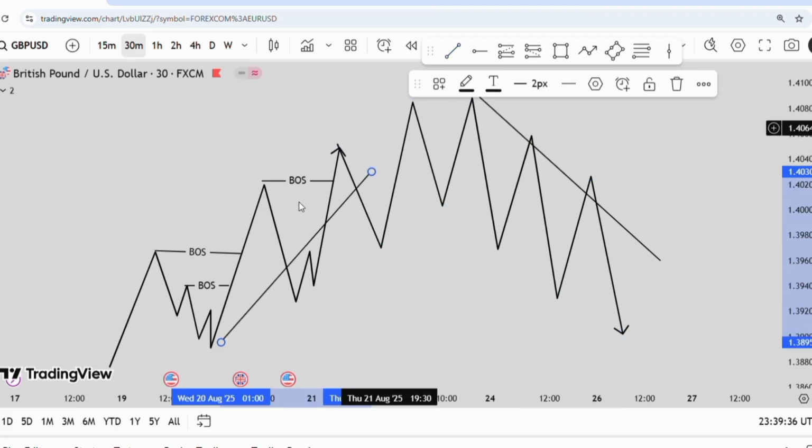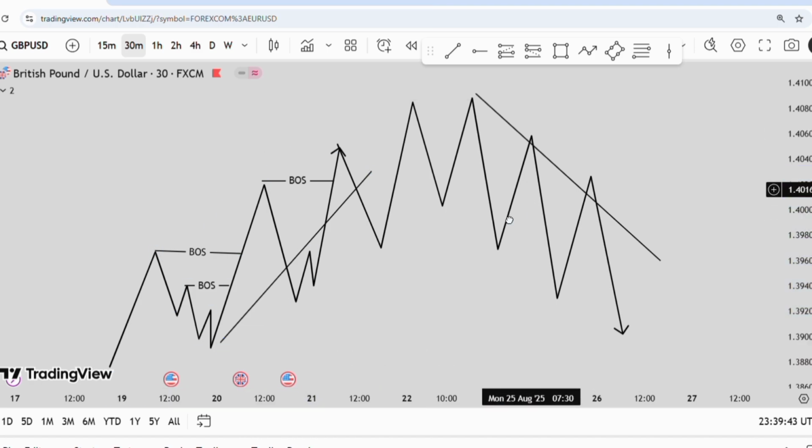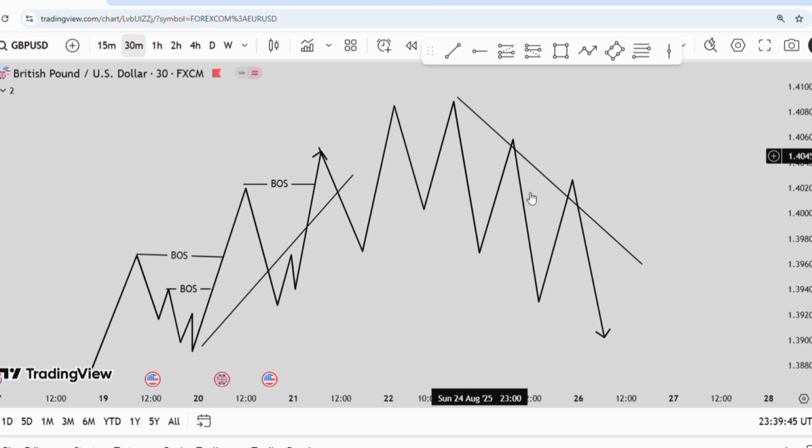Now, in this particular bullish move, we are creating structure to the upside, creating our higher high, higher low, higher high, higher low. But in this particular place, we are in a bearish move, creating our lower high, lower low, lower high, lower low.